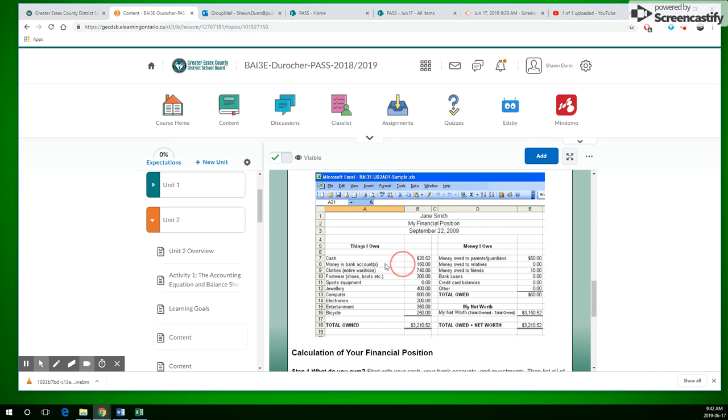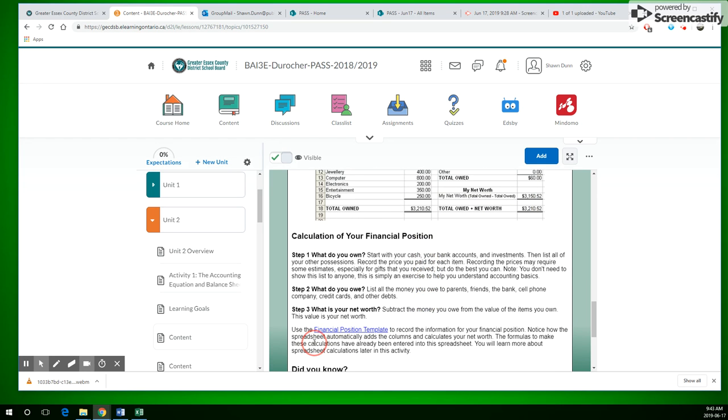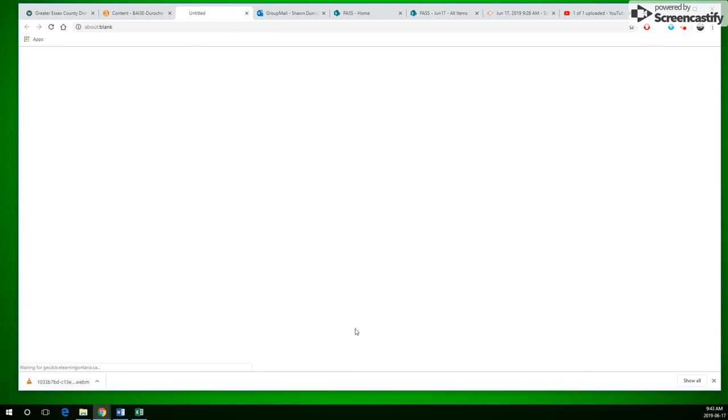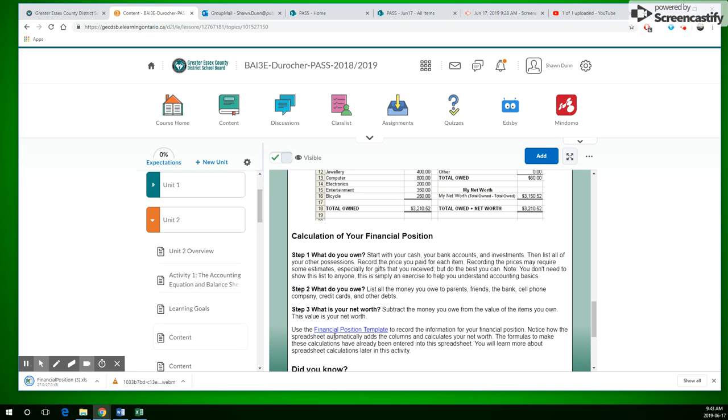So one thing you're going to see very quickly is that things I own will be labeled assets, and money I owe will be labeled liabilities. And the net worth, the only thing that's going to change relating to the net worth is the verbiage. So let me give you a couple of tips on how to calculate your financial position. We're going to click on that link. We'll open the Excel document.